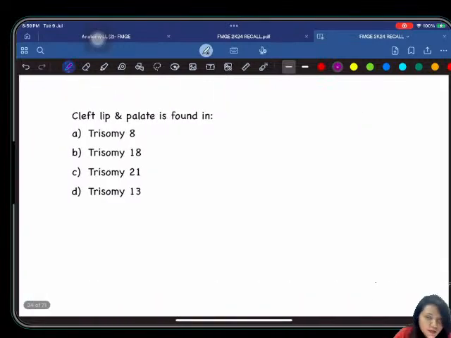Now, another question as recalled by a student: cleft lip and cleft palate is found in. Anybody who wants to answer this in the chat? Just now we have read about the cleft lip and cleft palate, which is very typical.